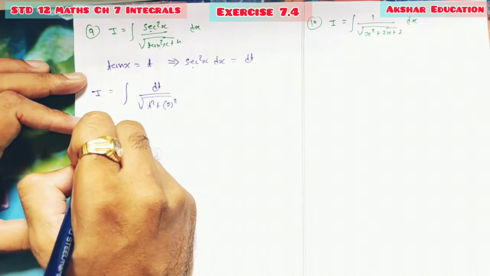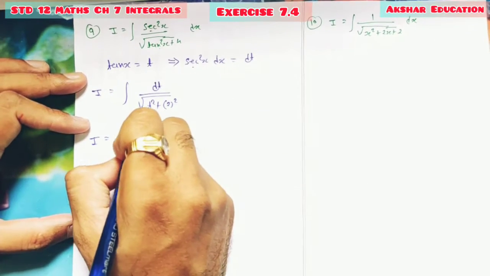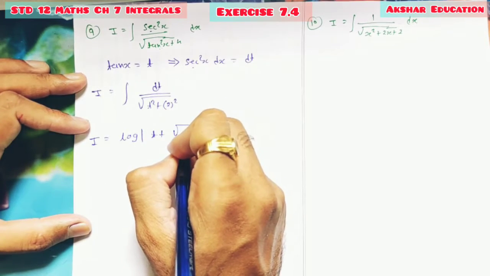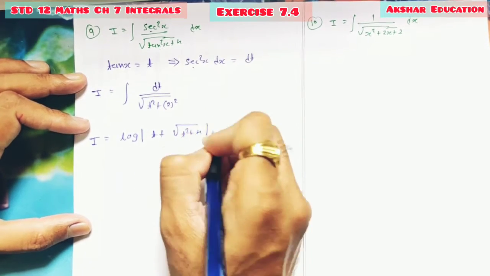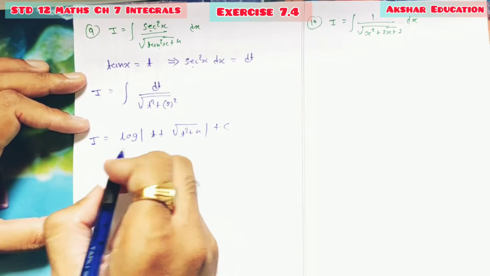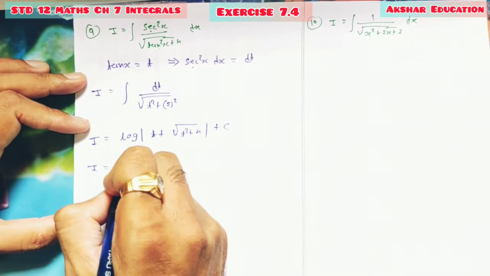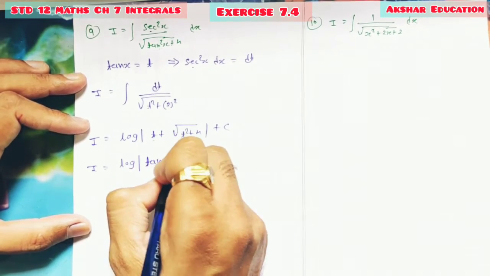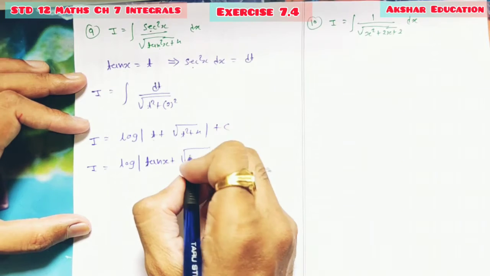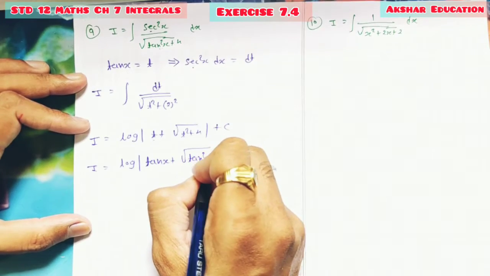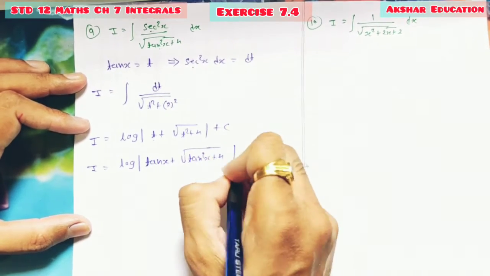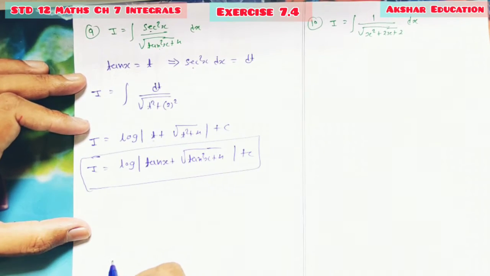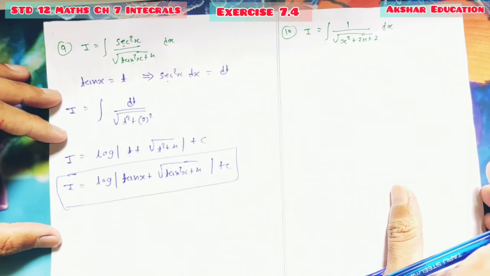So integration I is log mod t plus square root of t square plus a square, so t square plus 4 plus c. Again replace the value of t. So our I is log mod tan x plus square root of tan square x plus 4 plus c. This is your answer. 10th.